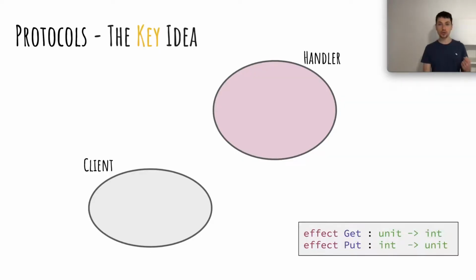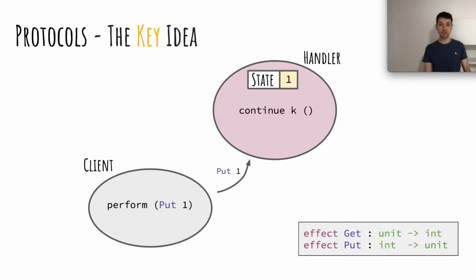Let's recall the effects get and put, and we imagine that we have a client and handler implementing a memory cell initialized with 0. The client may perform the effect put 1, which you can see as sending a message to the handler. The handler updates the state and eventually continues the computation of the client. This we can see as a reply to the message of the client.